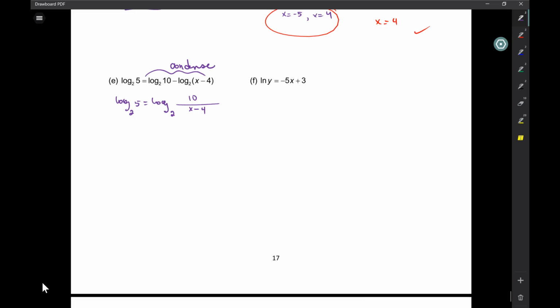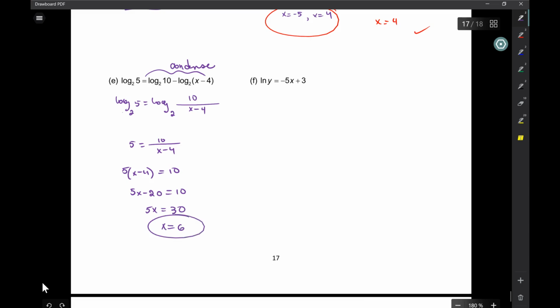Sure. But once you start solving it, you're going to get rid of the x in the denominator anyway because you cross multiply. You can only do it if you have one log on either side. That's the property. So now 5 equals 10 over x minus 4. Now you can cross multiply. So you get 5 times x minus 4 equals 10. 5x minus 20 equals 10. 5x equals 30, and x is 6.